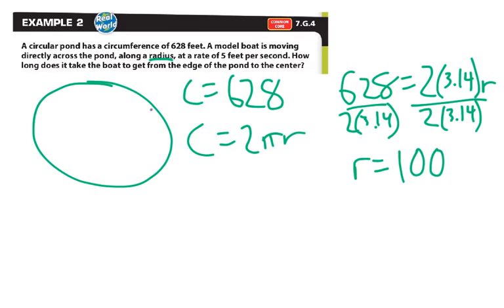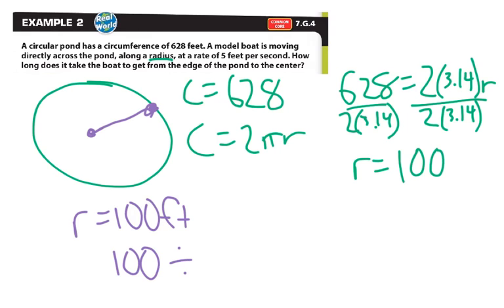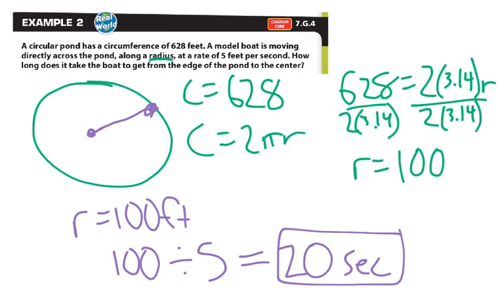And so what that means is that, let's say the boat starts here and it's going to go in a straight line to the center. It's not going from here to there to there. It's going in a straight line. So what we have to do is figure out how long that's going to take. Well, we found out that the radius itself was equal to 100 feet. And it's going 5 feet per second. So we'll go 100 divided by 5. And that's going to give us 20 seconds. So it'll take 20 seconds for that thing to go from the edge to the center in a straight line.